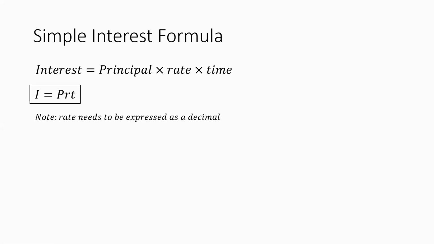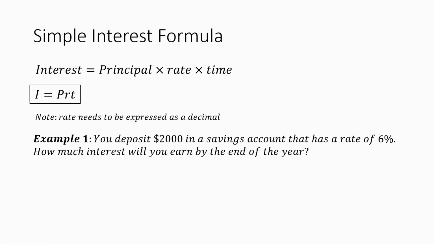And if you have a rate, like 12%, you're going to have to convert that to a decimal first. So same thing we've seen before. I'd move my decimal place over twice, and I would get 0.12. Okay, so to see it in practice, I deposited $2,000 in a savings account that has a rate of 6%. How much interest will I earn by the end of the year?